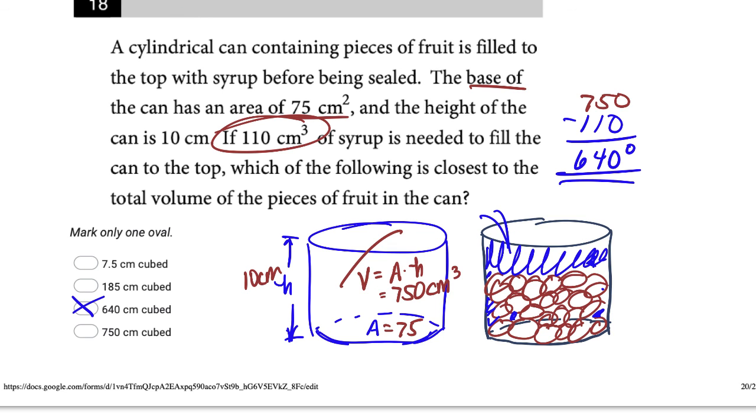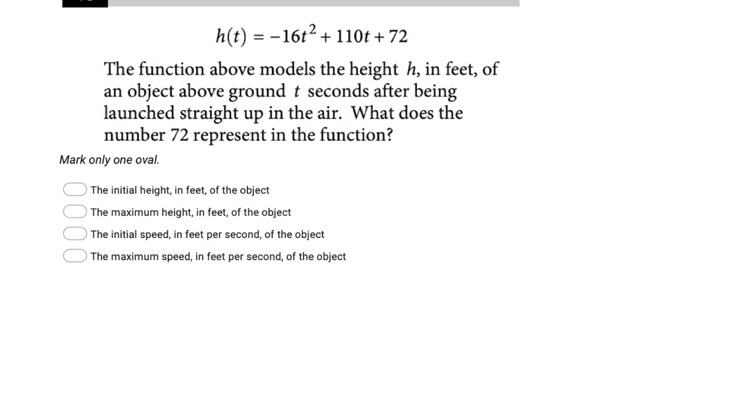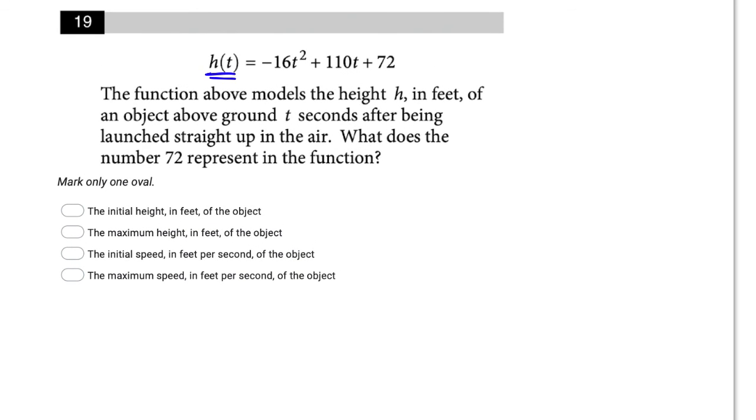So 640 cubic centimeters. Number 19: the function above gives height in feet after t seconds of time. What does the number 72 represent? That's our constant. So when no time has gone by, t equals 0, h of 0 is 72 feet. So that's its starting height before it's been launched, because it's launched straight up in the air. So it must start at 72 feet, the initial height. There it is. It's not the maximum height. As time goes on, it'll keep getting higher and higher, eventually coming back to the ground.